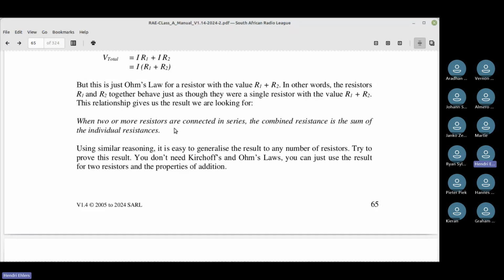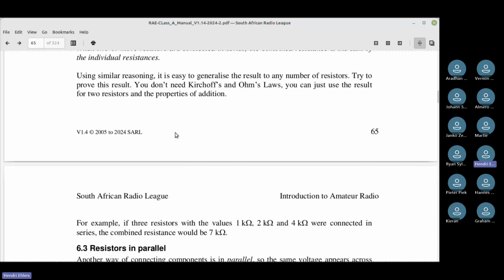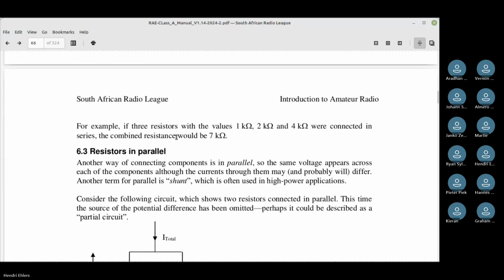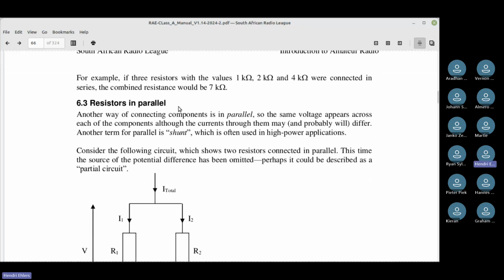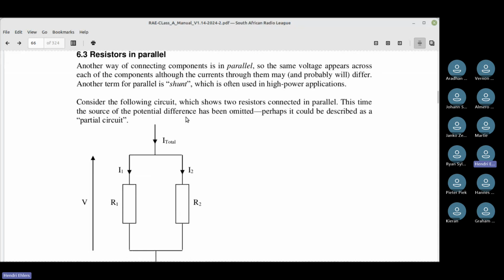When two or more resistors are connected in series, the combined resistance is the sum of the individual resistances. Very fancy way of saying you add them together. Right, here's an example of three resistors with values 1K, 2K, and 4K. So 1 and 2 is 3 plus 4 is 7K. So if they're in series, you add the resistance together. And then if they're in parallel, that is where the sport really begins.